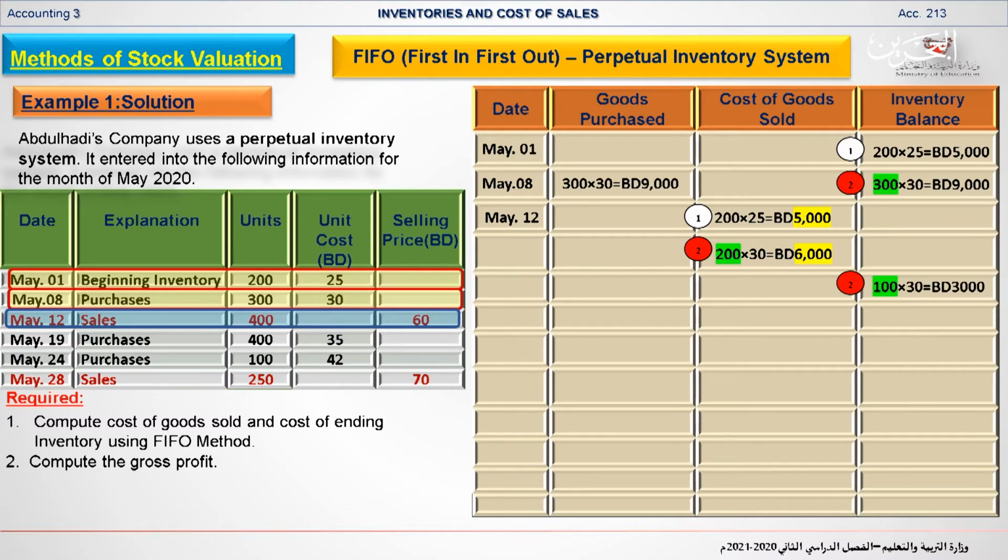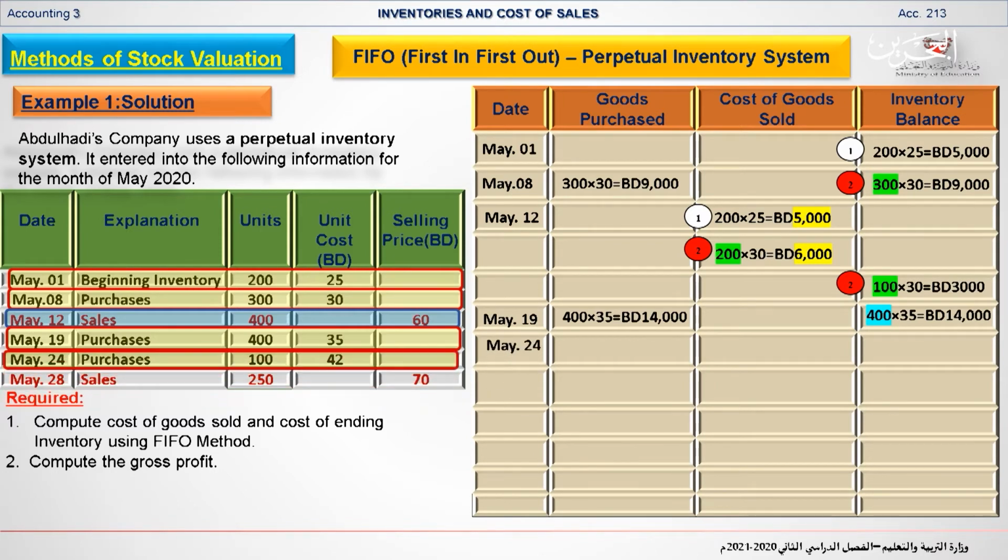We will continue calculating the cost of inventory and cost of goods sold for the remaining transactions, and step by step, we will continuously or perpetually update the balance of inventory cost and cost of goods sold. So, we will continue to calculate the cost of inventory on 19th May for the 400 units purchased by following the above steps. And in the same way, we will calculate the cost of inventory for the inventory purchased on 24th of May.